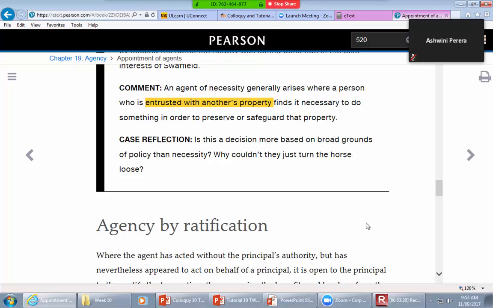Why wouldn't you just let the horse loose? Would that be, so again, think of economics and efficiency. Would that be a more efficient or optimal outcome than having to pay that money to make sure that the horse stays alive and you can hand it over the next day?